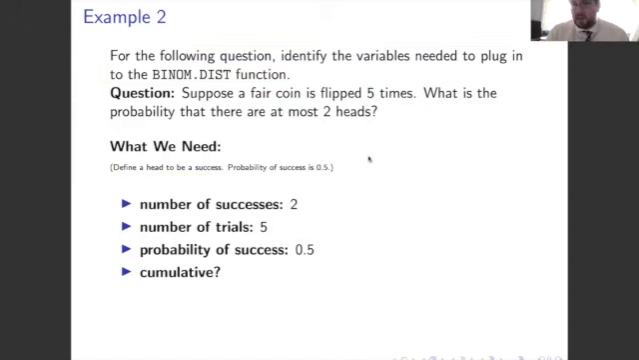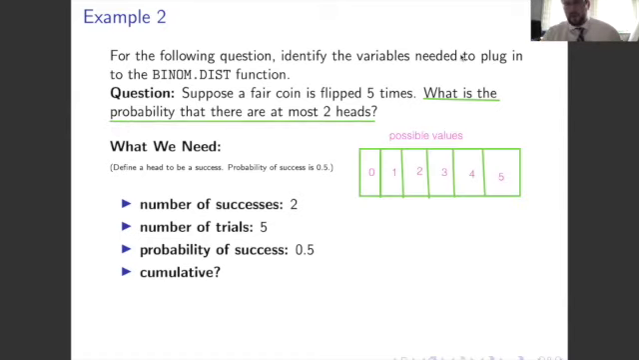So now we're going to look at a second question, and it's the same setup. We're flipping a coin 5 times, but now there's a different question. What is the probability that there are at most 2 heads? So if I look at the possible values of heads that I could get, at most 2 heads says I could have 0, 1, or 2.